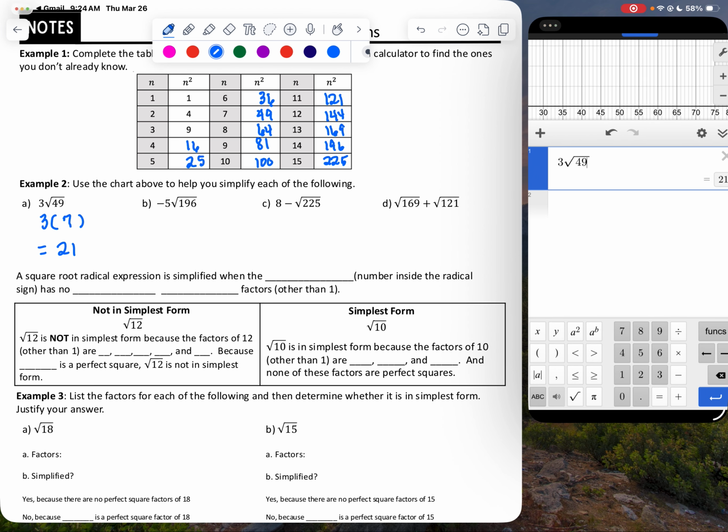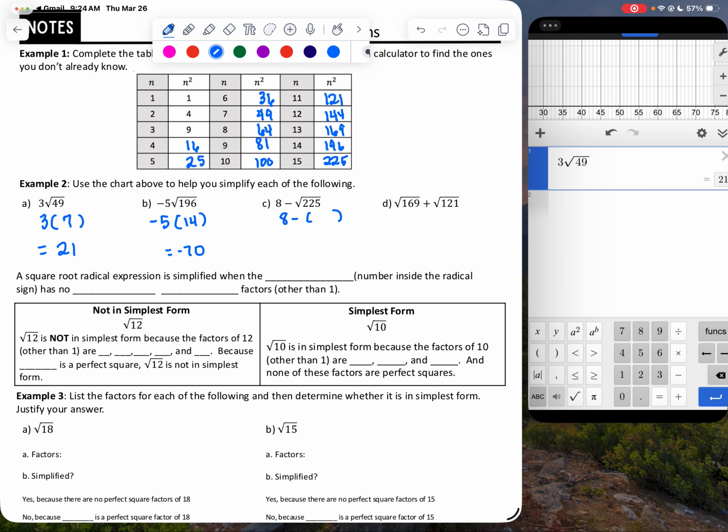All right. Problem B, we have -5 and then parentheses. Now find 196 on your chart. The square root of 196 is 14. -5 times 14 is -70. The next one, we have a minus square root of 225.